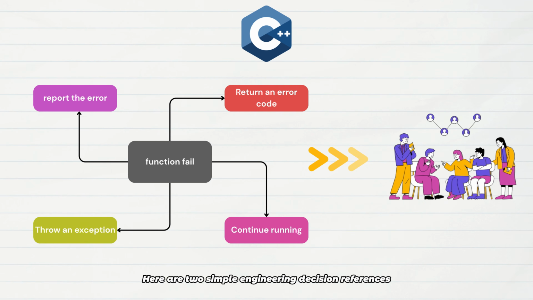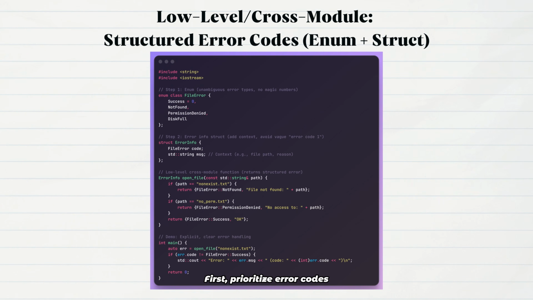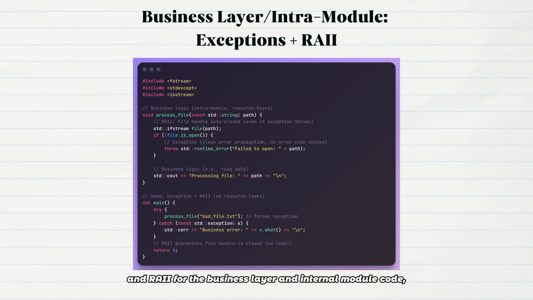Here are two simple engineering decision references to make it easier for you to apply in practice. First, prioritize error codes for low-level libraries and cross-module interfaces. For example, use enums combined with error message structures instead of bare ints to avoid ambiguous error code meanings. Second, you can use exceptions plus RAII for the business layer and internal module code, especially in resource-intensive scenarios, to reduce the risk of resource leaks.